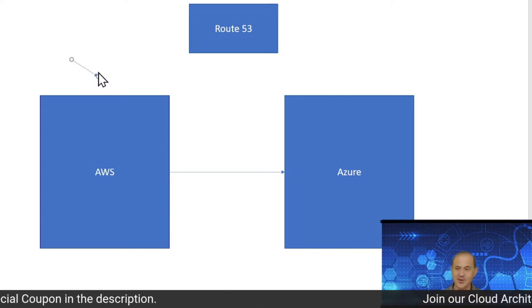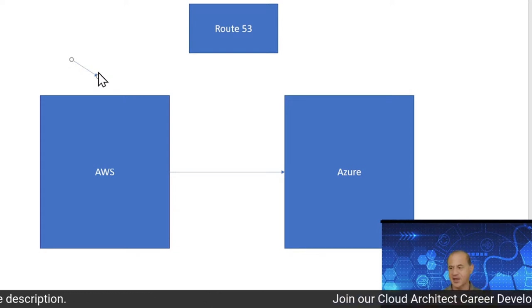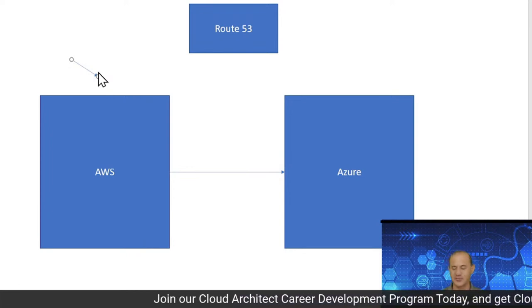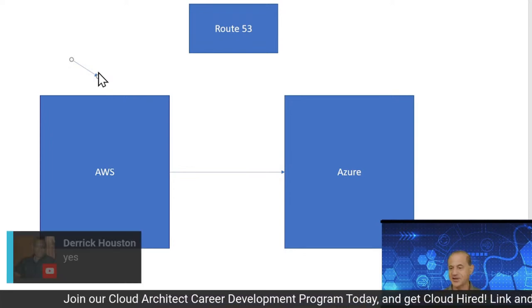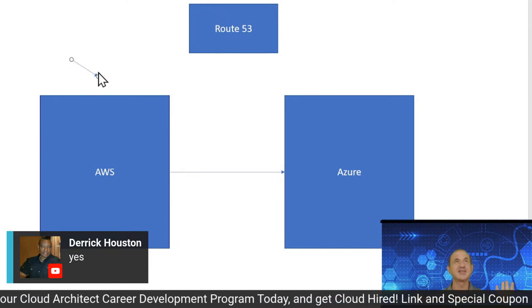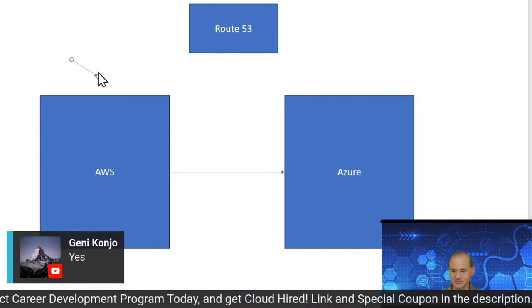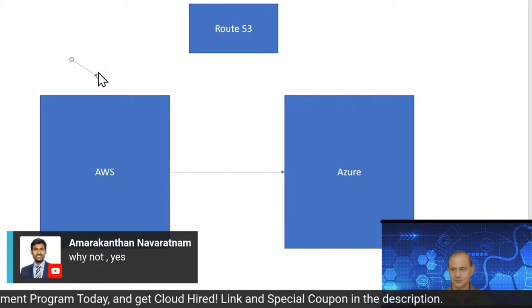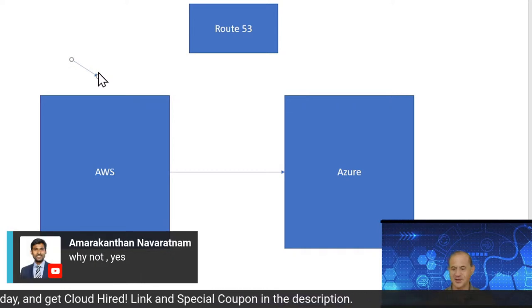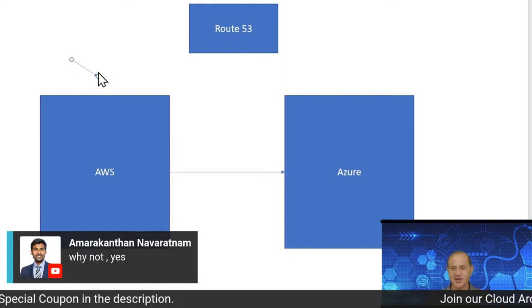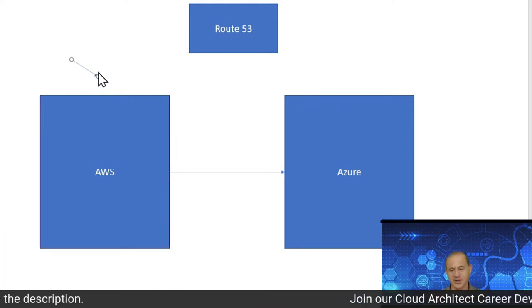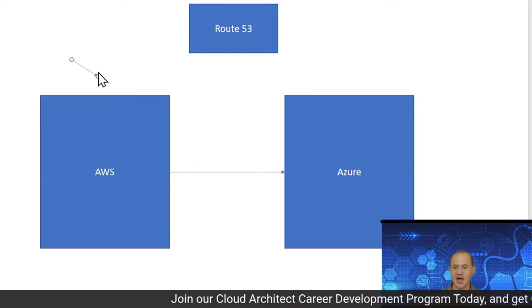Is it the same thing whether it's AWS backing up to Azure or a data center backing up to Azure? Is there any difference at all? And if so, somebody tell me the difference. Or is it just identical? It's identical. Okay, you guys get it. It is identical. There's no difference by using a cloud to a cloud as opposed to a data center to the cloud. It is identical.